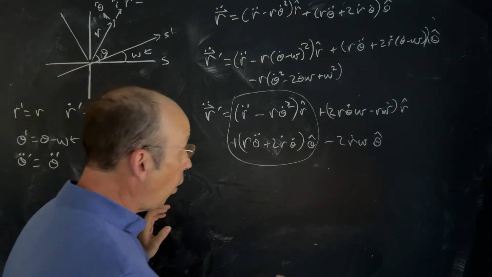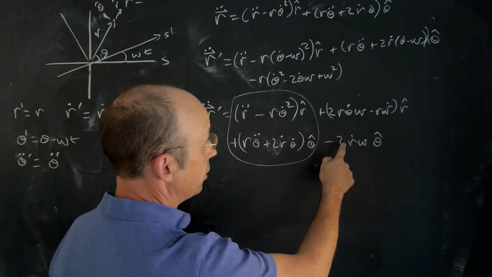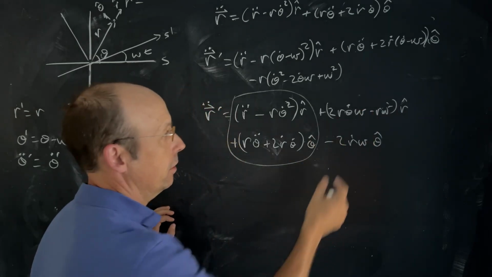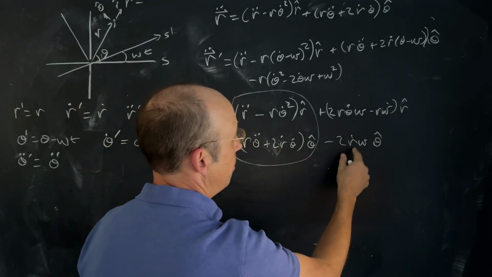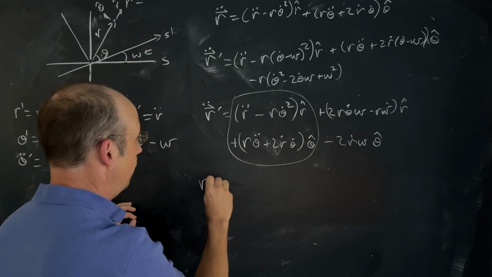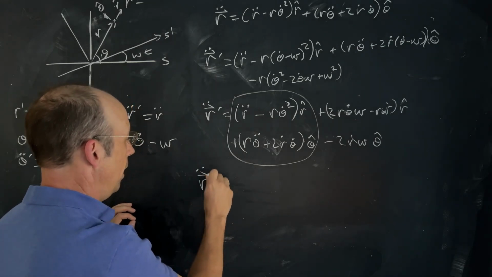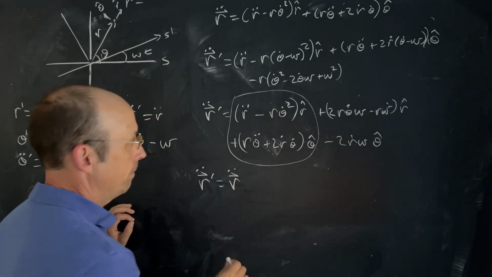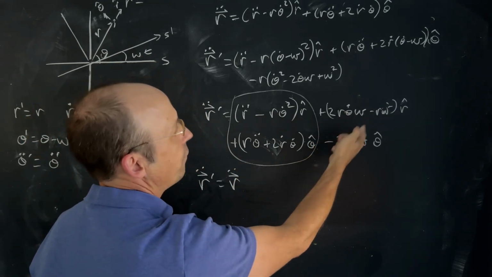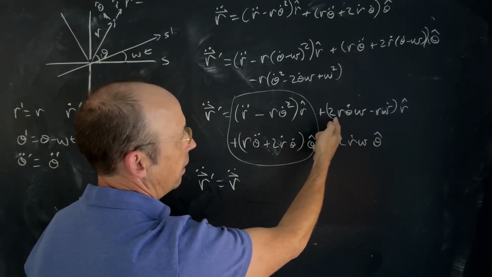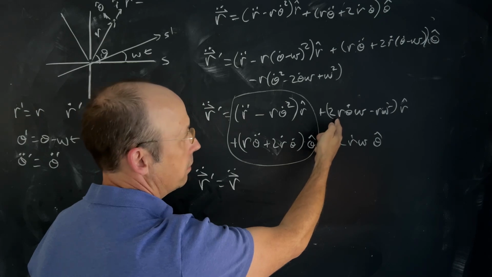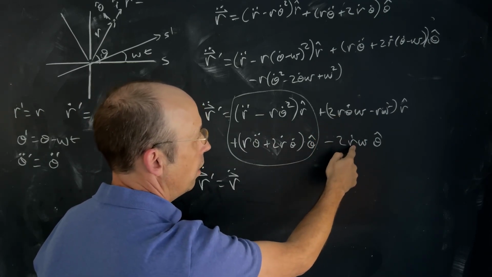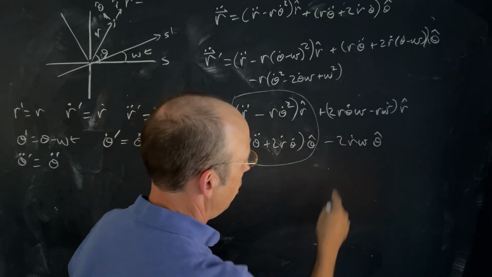Okay, so now let's just combine these terms. Because I know the answer, I'm going to take that term and then put these two terms together. So I'm going to write this as r double dot prime. That's just r double dot. And then here I'm going to factor out an r omega. No, I'm going to take this one and factor out a 2 r. Is that r dot?